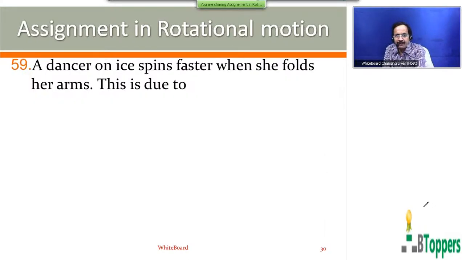Then look at the next question, number 59. The dancer on ice spins faster when she folds her arms. I have discussed a similar question in the past, in a numerical problem where the dancer stretches her arms out, and then the moment of inertia of the system increases. Here the dancer rotates about the vertical axis passing through the center of mass of the dancer, or the center of mass of the system. When the dancer folds her arms, a portion of the mass of the system is shifted nearer to the axis of rotation.